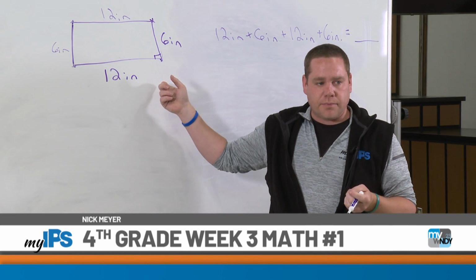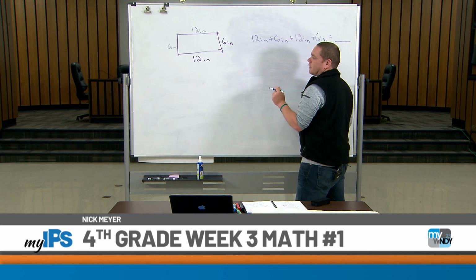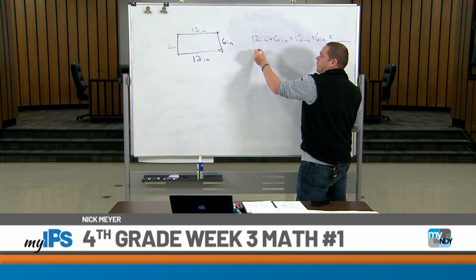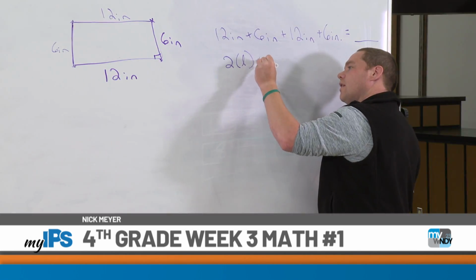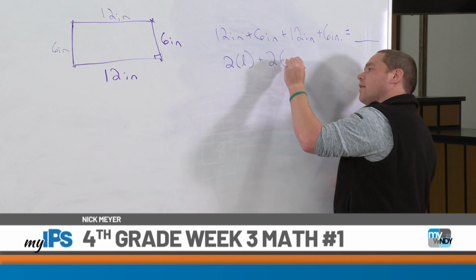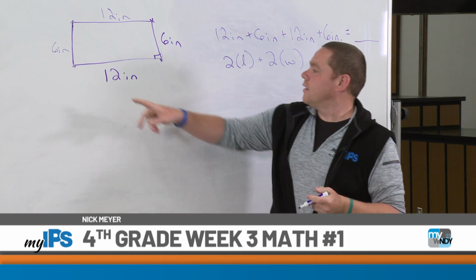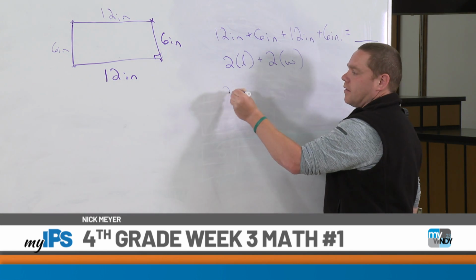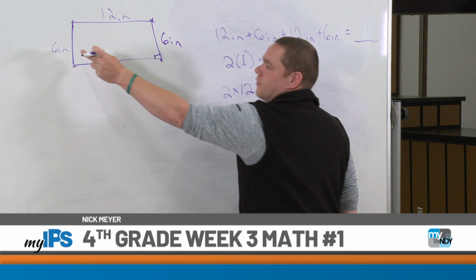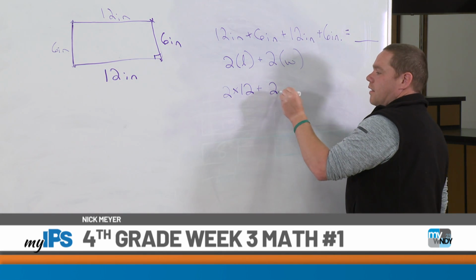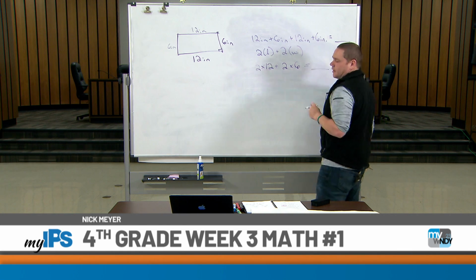So what's another expression that we could make? I think you've seen 2 times the length plus 2 times the width before. So what would that look like here? 2 times the length, 2 times 12, plus 2 times 6. And I'm not going to answer it for you.